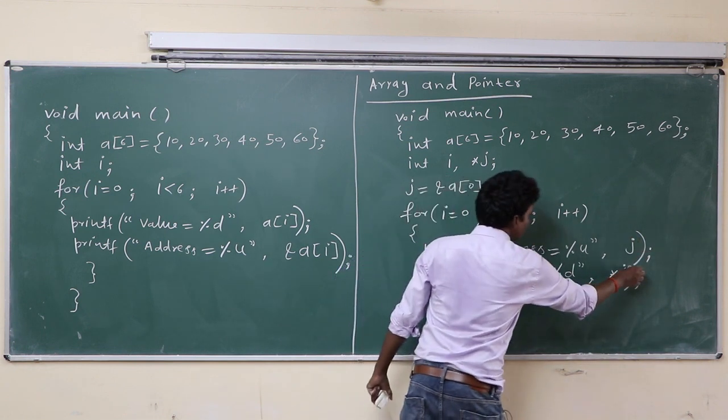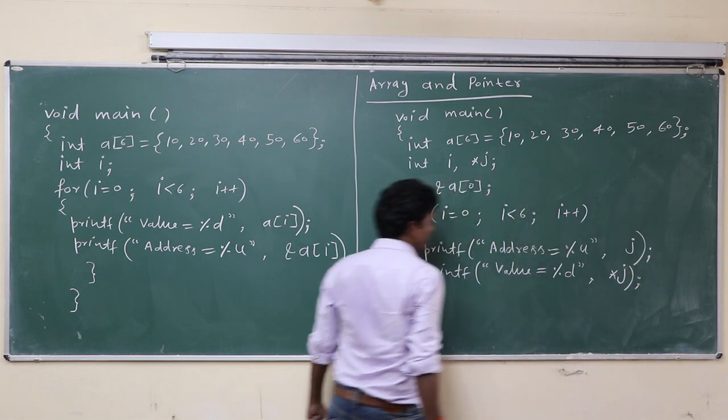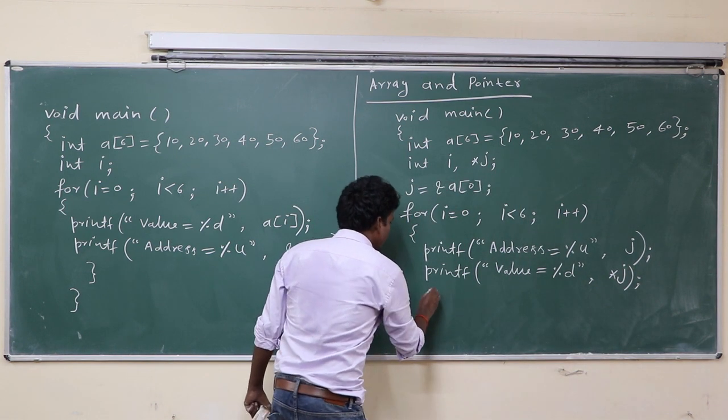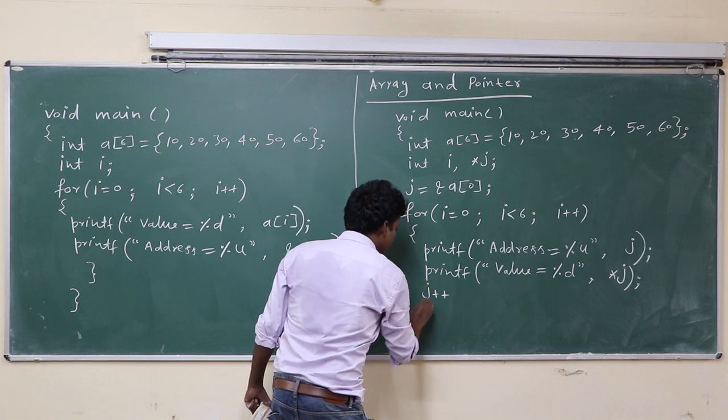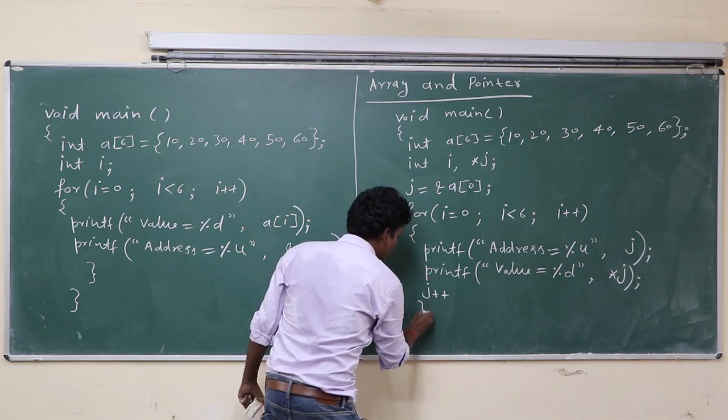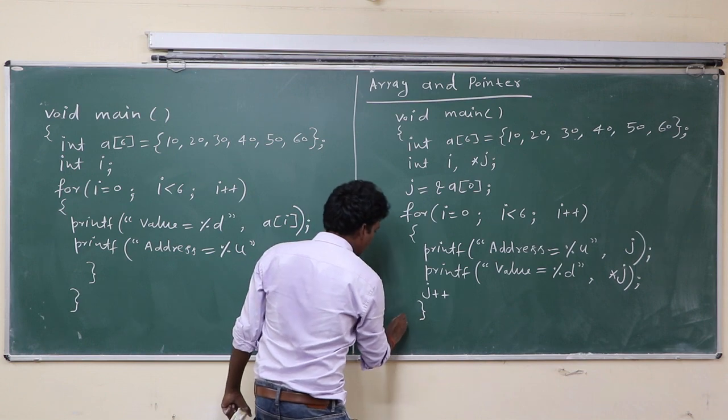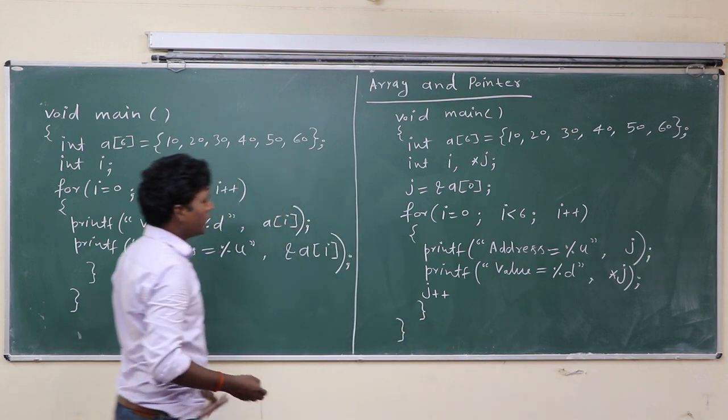Okay class, asterisk j and j plus plus. The for loop is closed here, the main block is closed here.